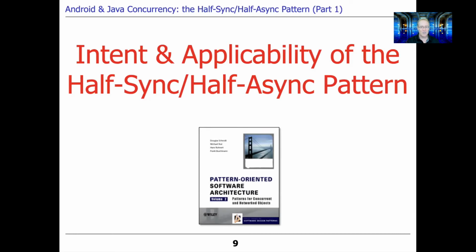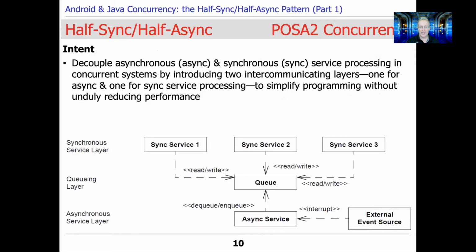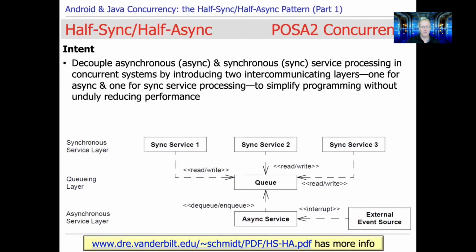But before we get into the details of how all this works, let's take a step back and talk about the intent and the applicability of this pattern as it's disclosed in the POSA 2 book and that paper I mentioned. So the intent of this pattern is to decouple the asynchronous or async services from the synchronous or sync services in a concurrent system, like an app, by introducing two intercommunicating layers, one for the async and one for the sync. And we're going to do this in order to simplify programming without unduly degrading or reducing performance.